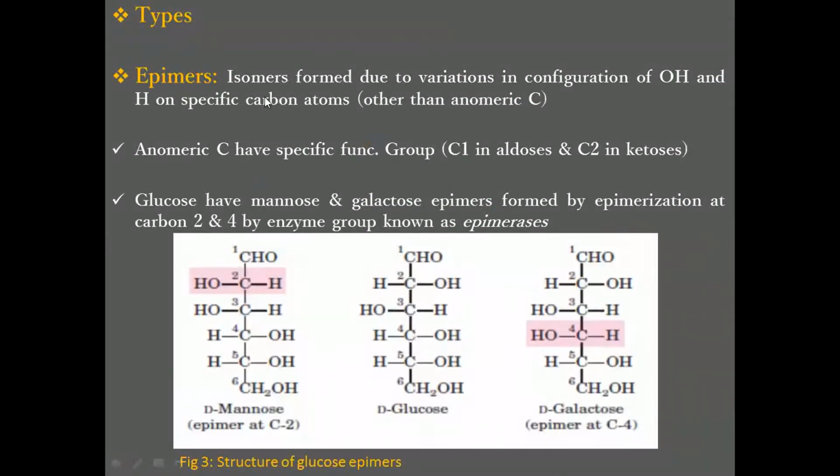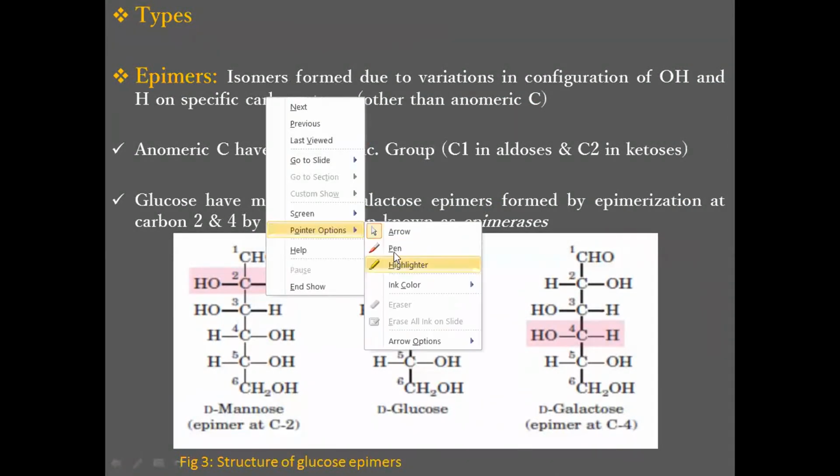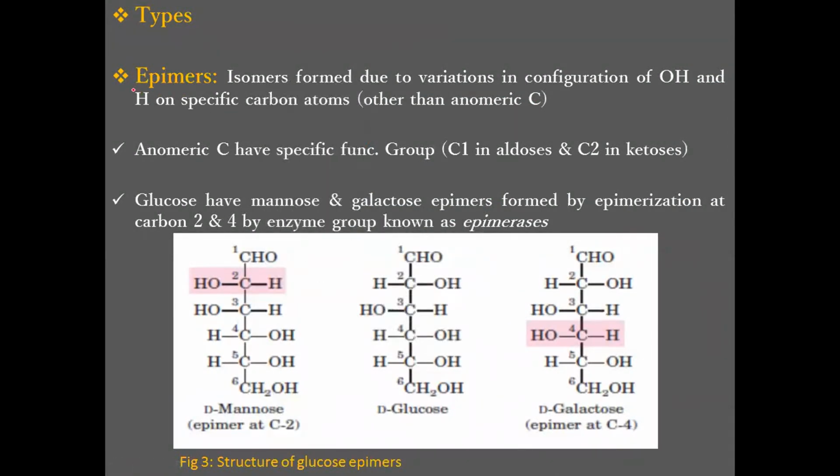Next is the types of isomerism. First of all, we will discuss epimers. Epimers are those isomers which are formed due to variations in the configuration of OH and H groups on specific carbon atoms other than anomeric carbons. So what is an anomeric carbon?